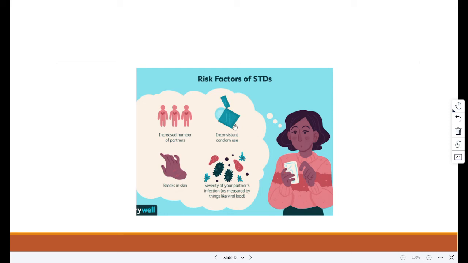Risk factors of STDs. Now, how HIV affects the immune system. Immediately after infection, people often suffer mild flu-like symptoms. These symptoms pass, and for a period of time, infected people might not know that they are infected. The virus infects a certain type of lymphocyte of the body's immune system.